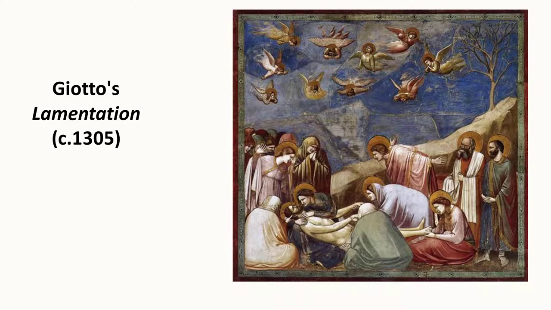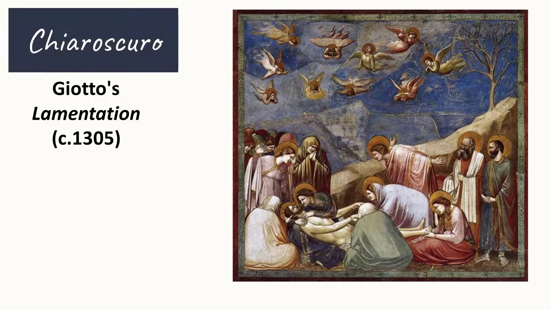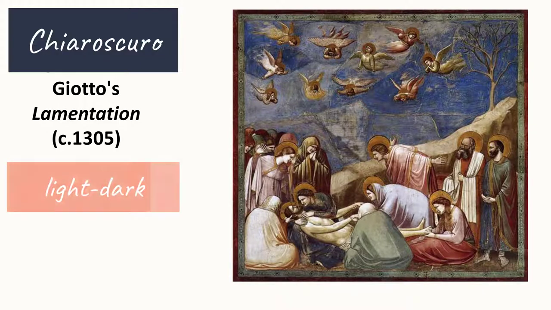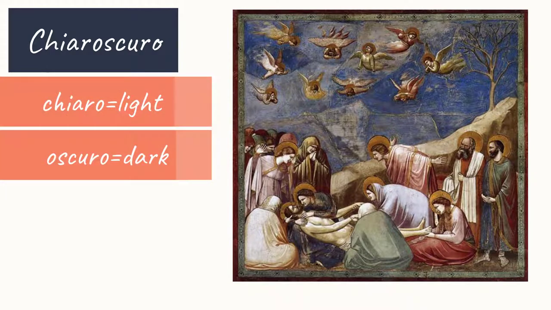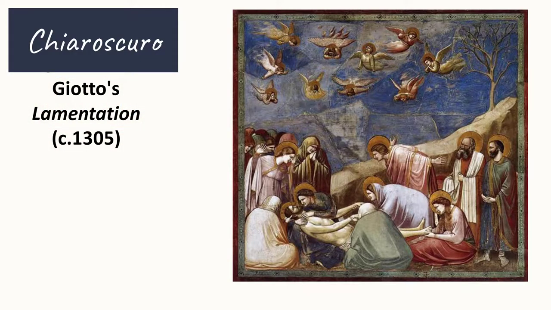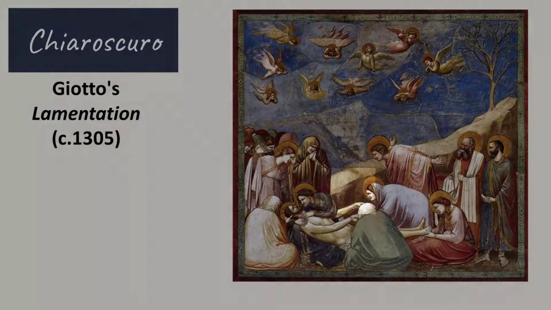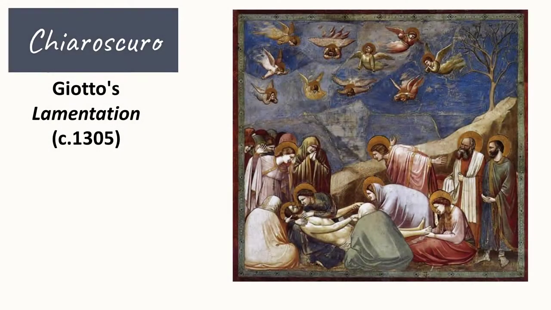The first thing we want to look at is the technique of chiaroscuro. Notice the weightier, more three-dimensional figures in realistic poses. Giotto is using a very early attempt at chiaroscuro, creating the illusion of depth through the use of contrasting light and dark. The word chiaroscuro translates literally as light, dark. Chiaro means light, oscuro means dark in Italian. Visually, lighter areas advance toward the eye, and darker areas look like they recede.